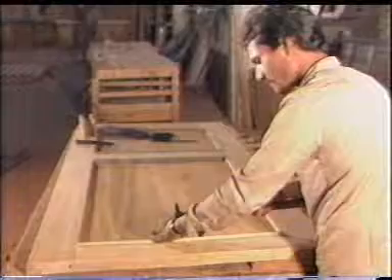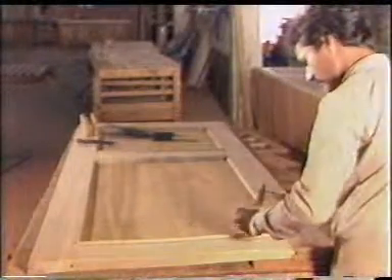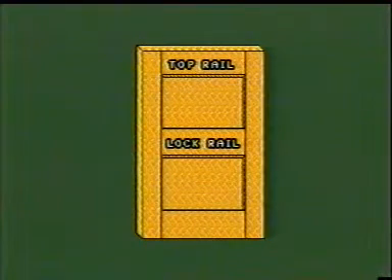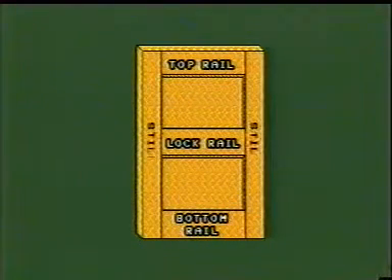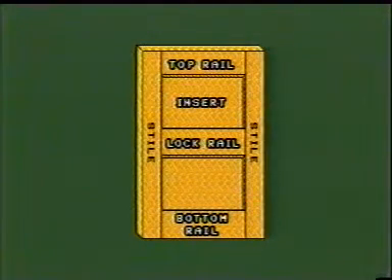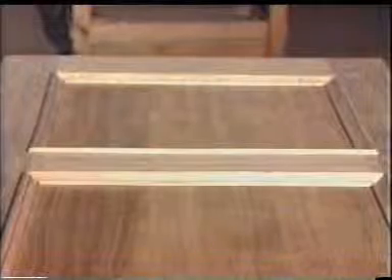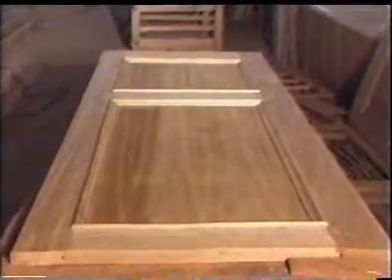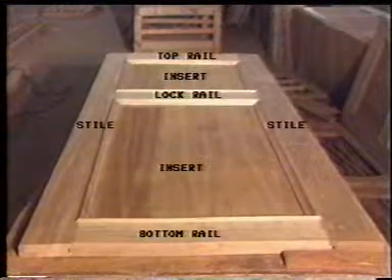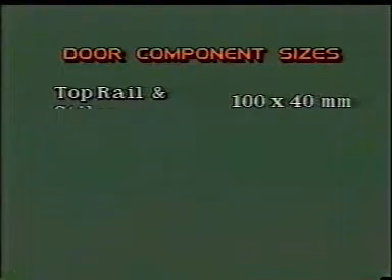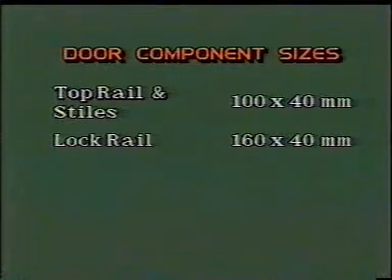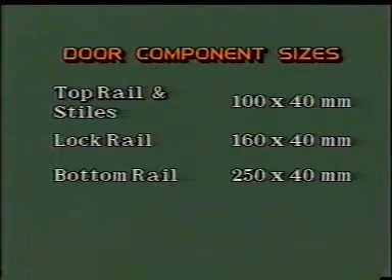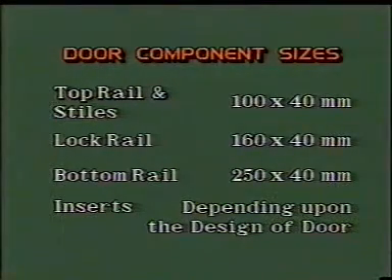The fabrication of a shutter involves the preparation of its various components and their assembly. These are top rails, lock rails, bottom rails, stiles, and inserts. The door component size is specified as per IS 1003 of 1977R. Top rail and stiles 100 by 40 mm, lock rail 160 by 40 mm, bottom rail 250 by 40 mm. Size of inserts depends upon the design of the door.